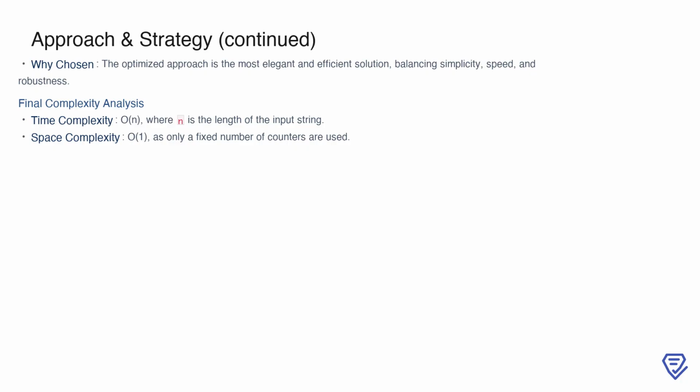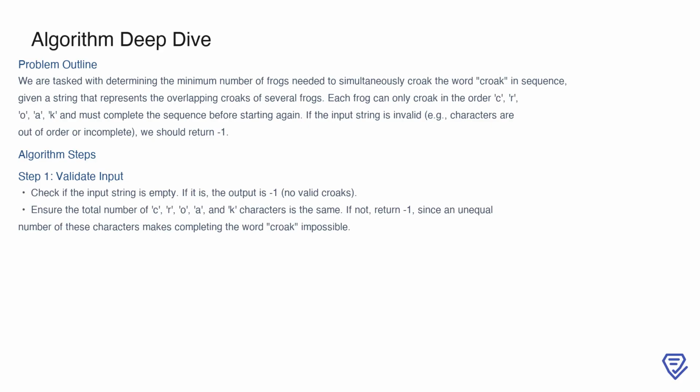In this problem, we need to determine the minimum number of frogs required to simultaneously croak the word croak in sequence, given a string that represents overlapping croaks. Each frog can only croak in the specific order of C, R, O, A, and finally K, and it must complete the sequence before starting again. If the input string is invalid, for example, if characters are out of order or incomplete, we should return -1.